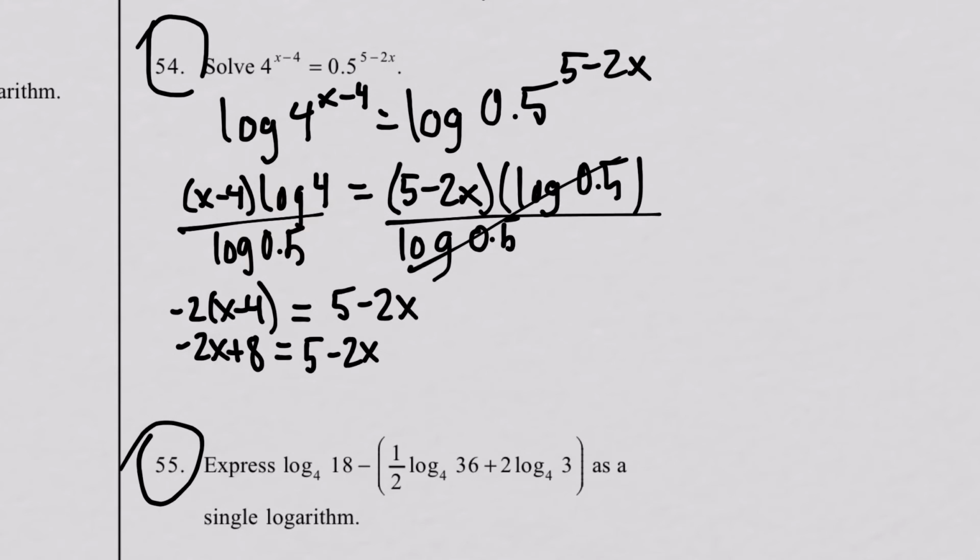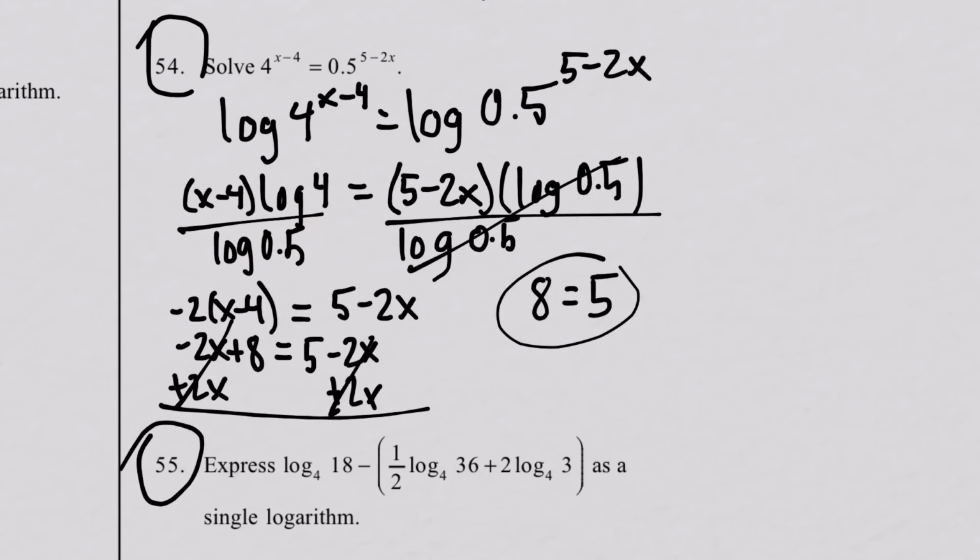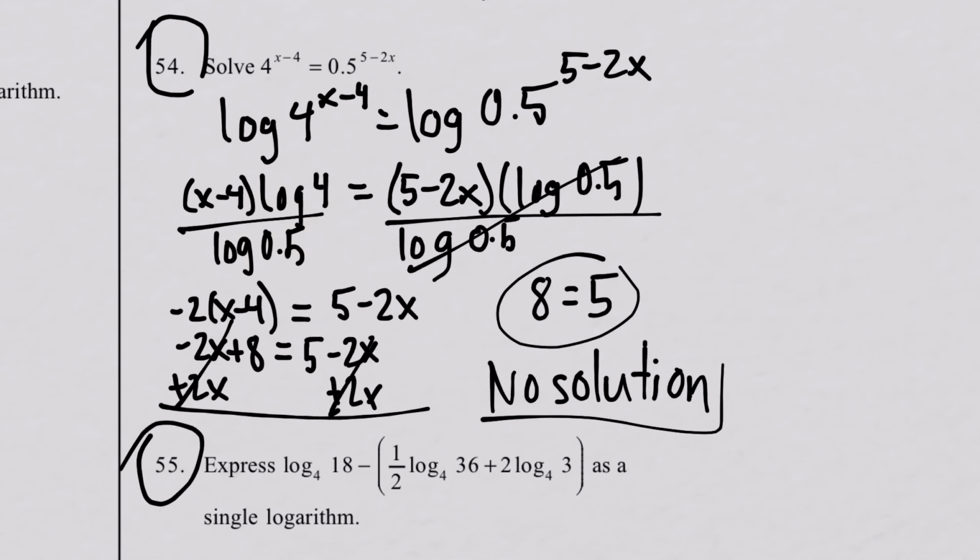And now to solve this, I'm going to add 2x to both sides, and then I just realized something. Maybe some of you saw it too. When I add 2x to both sides, what happens to the x's? They both go away. So you're left with 8 equals 5, which is not a true statement, which means that this equation has no solution. And sometimes that happens. That's okay. This equation has no solution because the x's got eliminated and we ended up with 8 equals 5, which is not true.